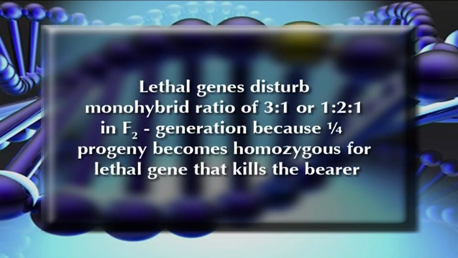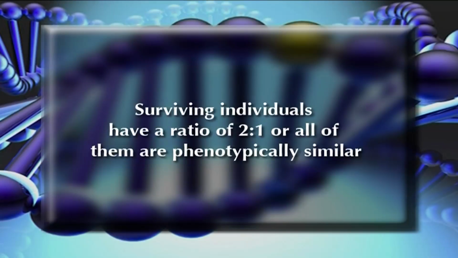Lethal genes disturb the monohybrid ratio of 3:1 or 1:2:1 in the F2 generation because 1/4 progeny becomes homozygous for the lethal gene that kills the bearer. The surviving individuals have a ratio of 2:1 or all of them are phenotypically similar.